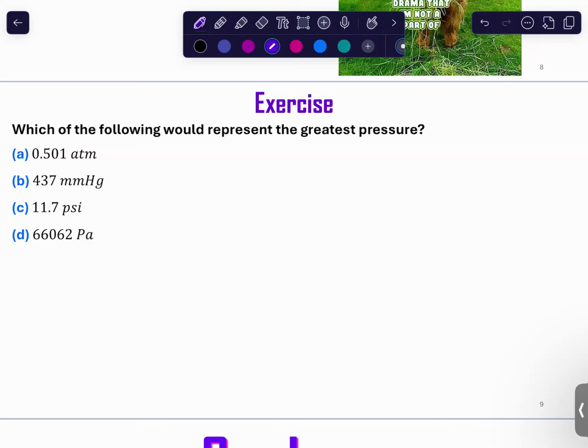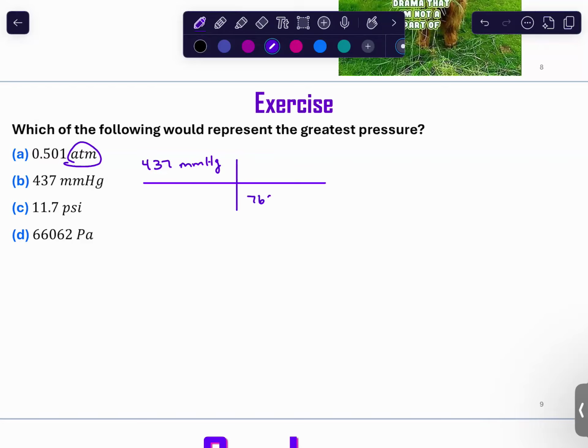And so if I looked at this and I say, well, what I have, I'm going to translate everything to atmospheres. So let's start with 437 millimeters of mercury.